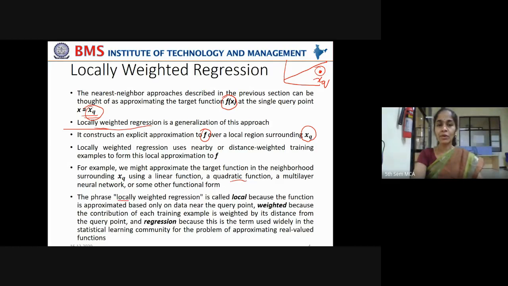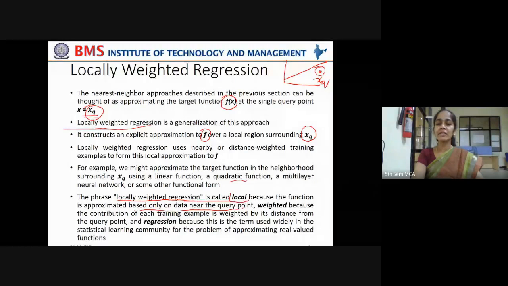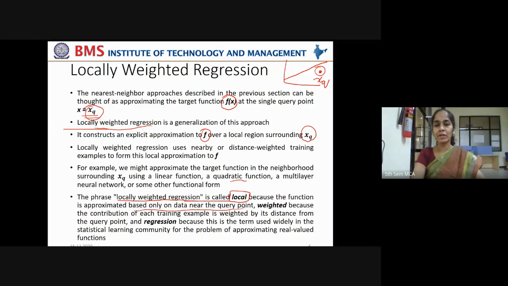Now, the phrase locally weighted regression is called local. Why? Because the function is approximated based only on data near the query point, right? Nearest neighbor means what? It is considering the data points which are neighboring to the new data instance, and that too only nearest data points, not all the data points in the data set. In that case, we call it just local. We are trying to approximate the target function only on local data by using only the data nearest to the new instance XQ in this case.